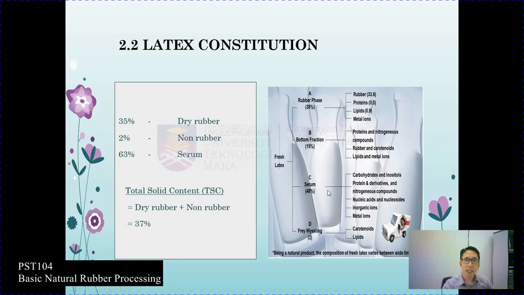So here in fresh latex, for the rubber phase, the 35% of rubber phase consists of approximately 33.6% of rubber, 0.5% of protein, lipids, and metal ion. Same goes to the bottom fraction, 15% of bottom fraction and 48% of C serum. And then we have a very small amount, which is 2% of free Wesleyan, that consists of carotenoids and lipids.